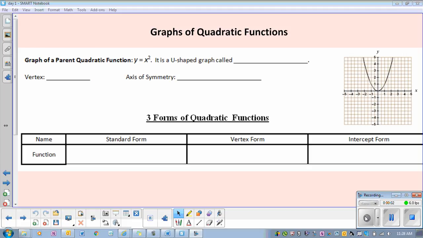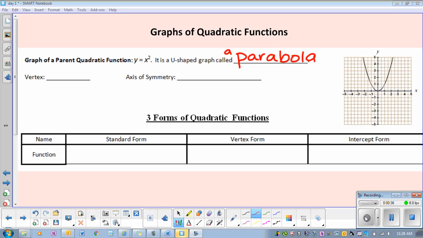Graphing quadratic functions. The graph of a parent quadratic function is y equals x squared. X squared is the most basic quadratic. That's how you can think about it for the parent function. It's a U-shaped graph. Do you know what it's called? It starts with a P. Yeah, parabola. It's called a parabola.